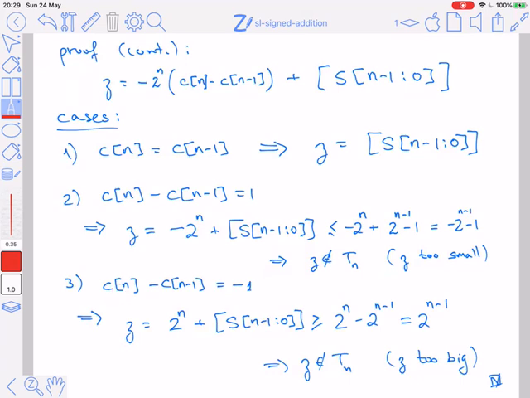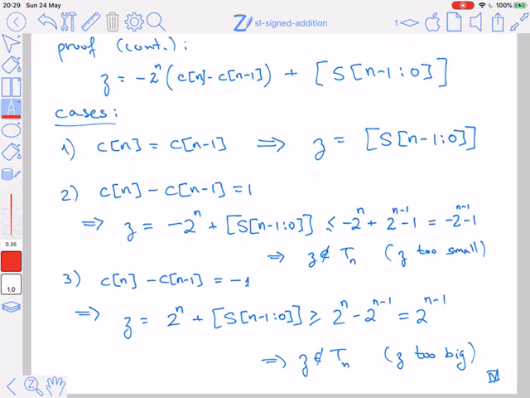If Cn minus Cn-1 is minus 1, then Z equals plus 2 to the n, because I have minus 1 times minus 2 to the n, so it becomes 2 to the n plus a number represented by S in 2's complement representation. The number represented by S is at least minus 2 to the power of n-1, so then I get 2 to the n minus 2 to the power of n-1, which equals 2 to the power of n-1. This is too big. This is not in Tn. So Z is not in Tn in this case.